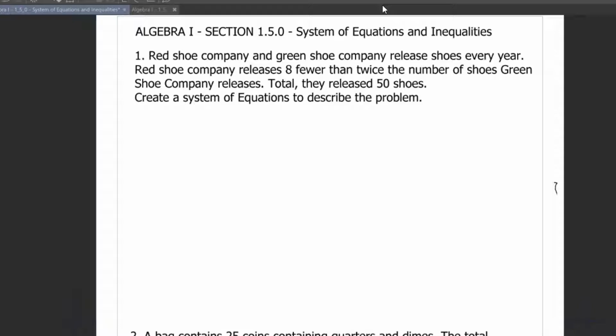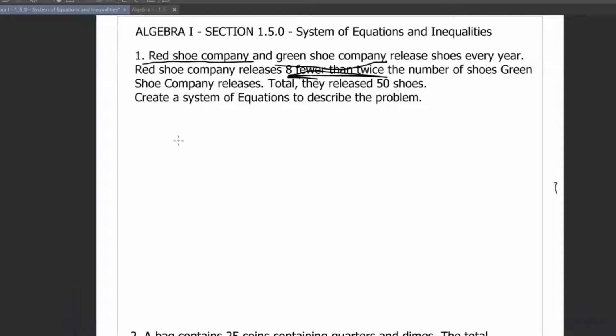Today we're going to be reviewing Algebra 1, Section 1.5, System of Equations and Inequalities. So let's get into it. Question 1 reads, Red Shoe Company and Green Shoe Company, we'll underline those, release shoes every year. Red Shoe Company releases 8 fewer than twice the number of shoes Green Shoe Company releases. Total, they release 50 shoes. Create a system of equations to describe the problem.